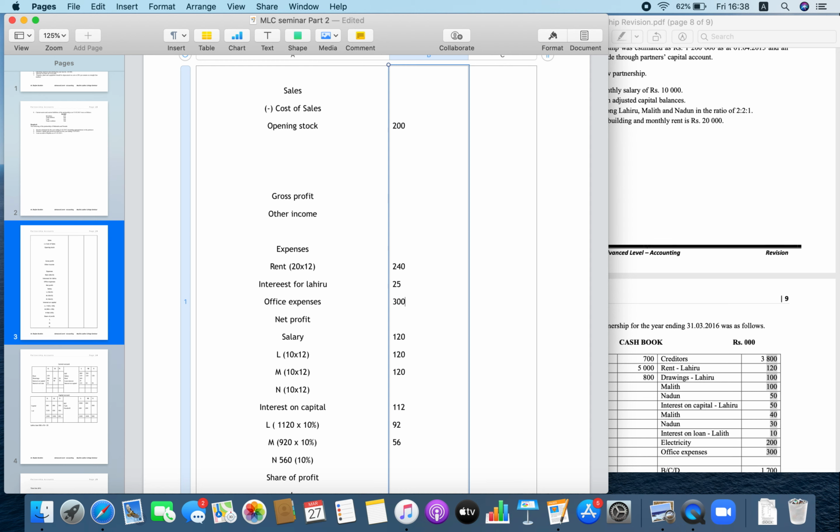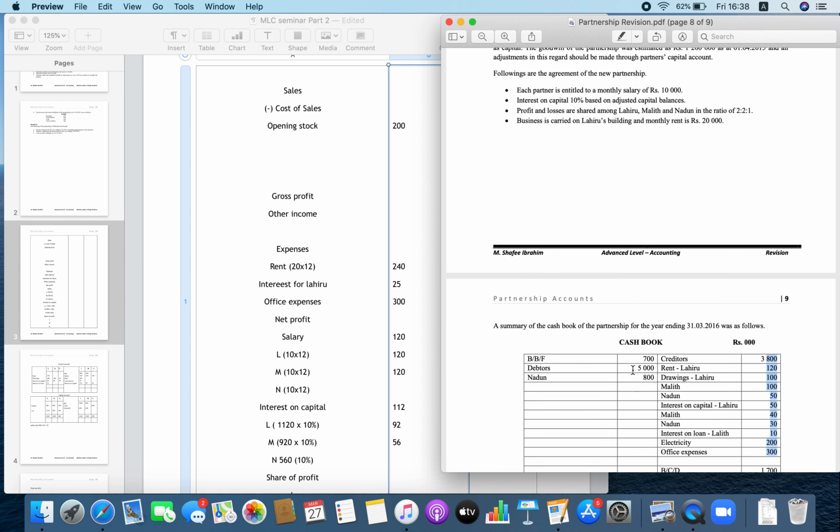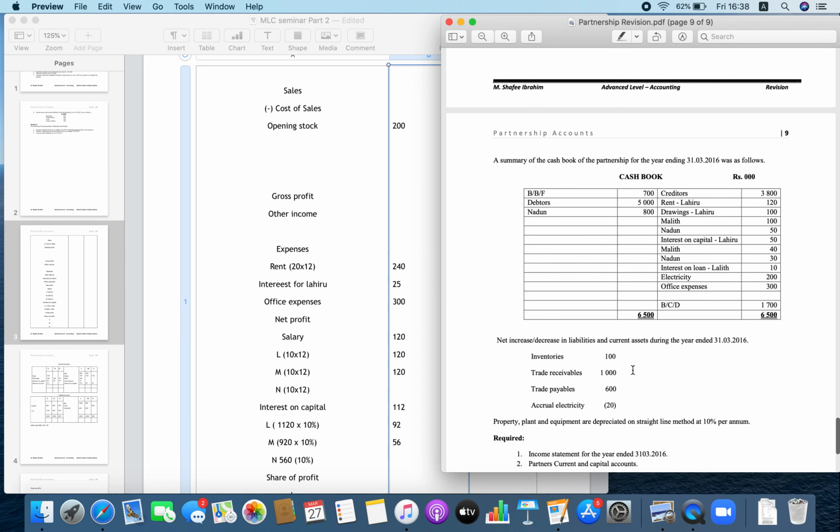Okay, so we have done 75% of this question. Nothing is new, it's already everything you have studied. Now guys, this is where you have your learning point in this question. In your tute, take a pen or a pencil, please underline this phrase, net increase in liabilities and current assets for the year ended 31st of March 2016. The key word over here is net increase or decrease. So remember, if these values are positive, it means it has increased. If the value is negative, it has decreased.